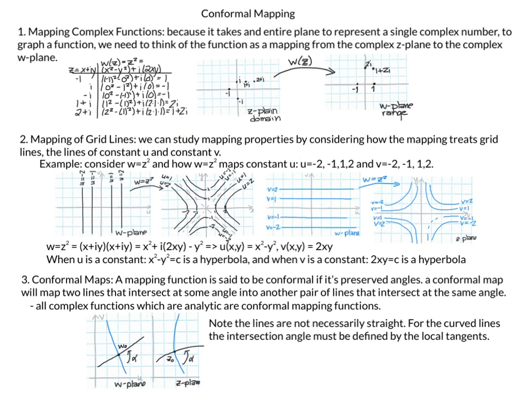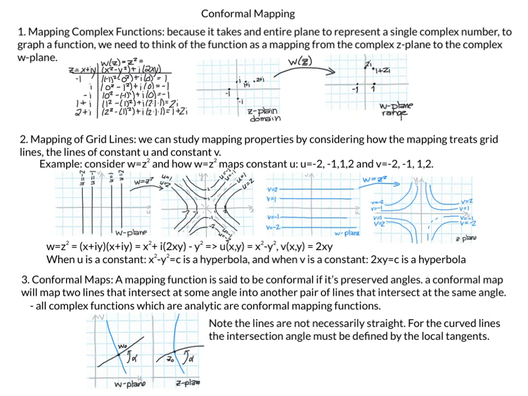We can study mapping properties by considering how the mapping treats grid lines, that is, a line of constant u and of constant v. Here we have an example that we will go through in our video, where our function w is equal to z squared. We have our constant values of u here, and we look and see how it gets mapped by w. Here we have constant values of v, and we'll look and see how it gets mapped by w.